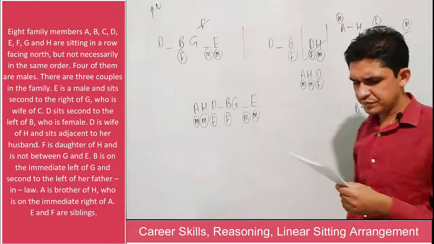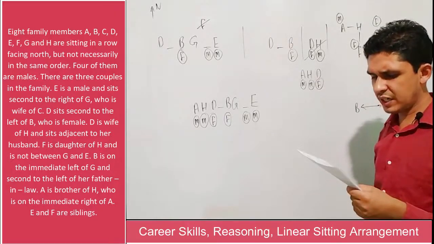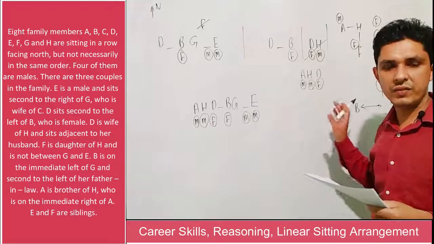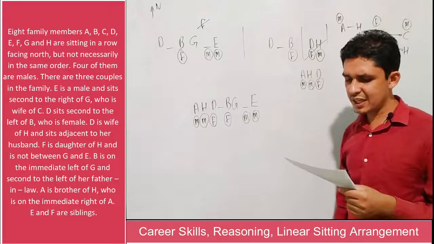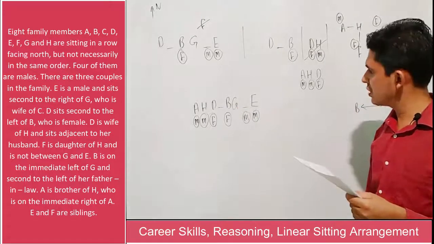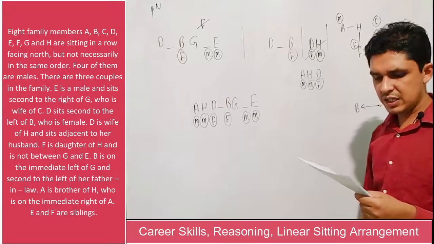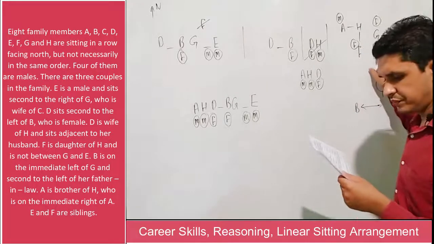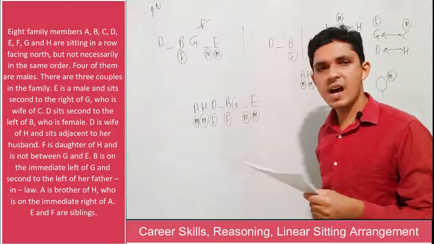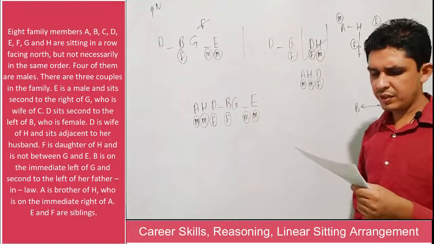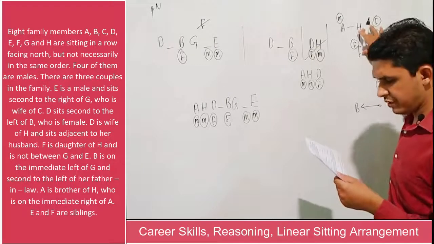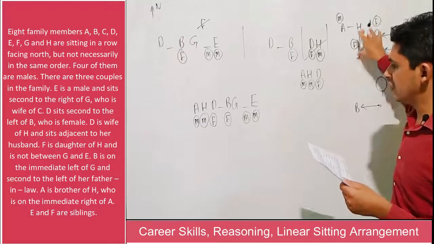Okay, let us think. E is a male and sits second to the right of G, we have done. And G is the wife of C, so we have already done this. Thereafter D sits second to the left of B, we have already done. D is a female, so we have written. D is the wife of H, we have written, and sits adjacent to her husband. DH adjacent. Okay, thereafter F is the daughter of H, we have written. F is the daughter of H and is not between G and E.